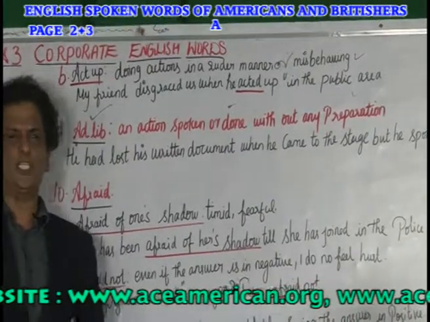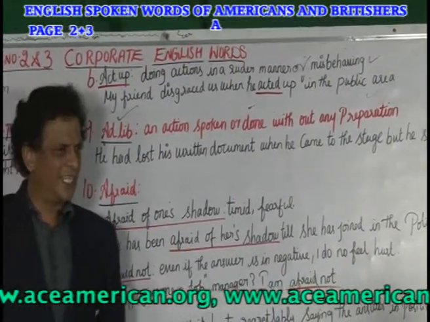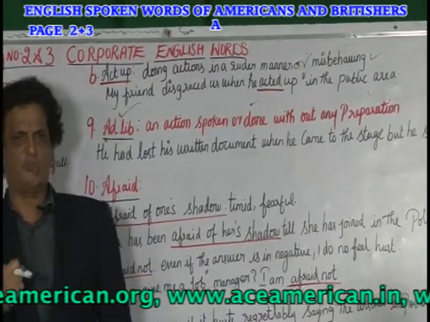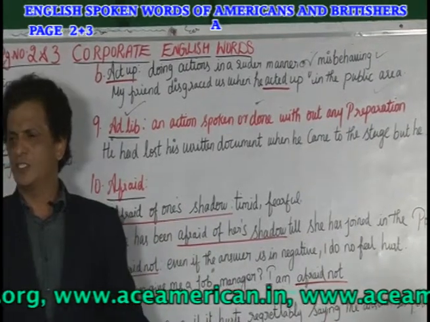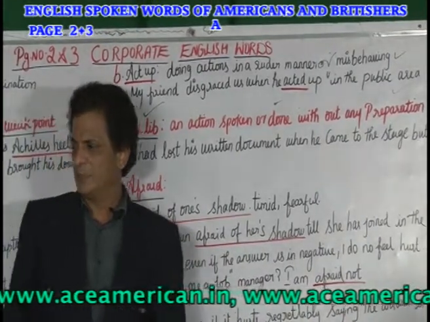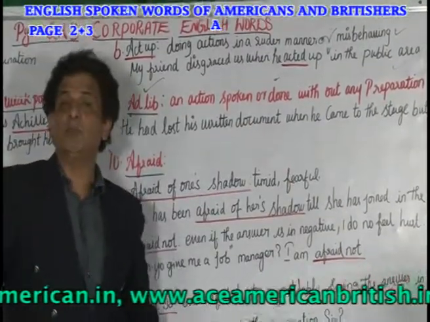Can you say a speech done without any preparation? Extempore speech, they call it. You come to the stage, immediately talk on a topic. One topic will be given. Immediately you should speak. That is called extempore speech. Ad lib means an action spoken or done without any preparation.